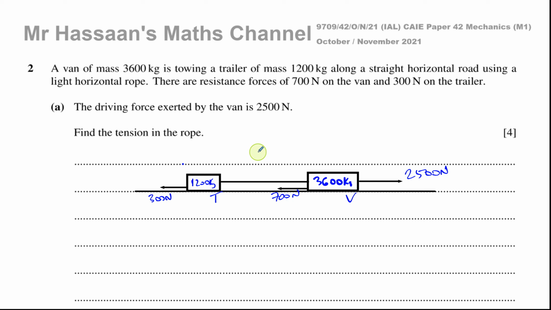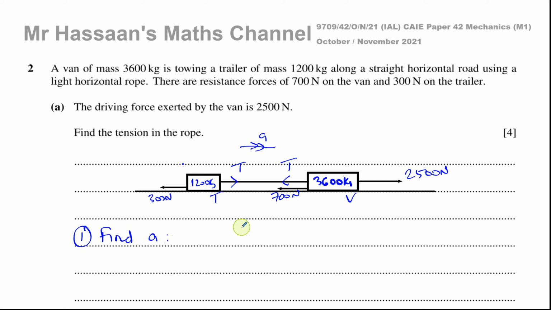Okay, so that's everything. So basically, it's accelerating in this direction. Now, the trailer is being pulled forward by the van, and the van is being slowed down by the trailer. So the tensions are acting in these directions in this system. We want to find the tension in the rope. To find the tension in the rope, we need to first find the acceleration. So we have two unknowns here, tension and acceleration, both unknown. What we can do is first find the acceleration, and once we have found the acceleration, we can then find the tension.